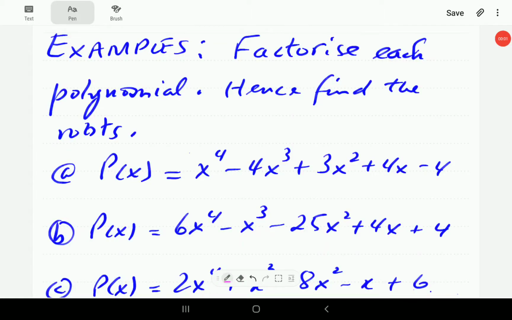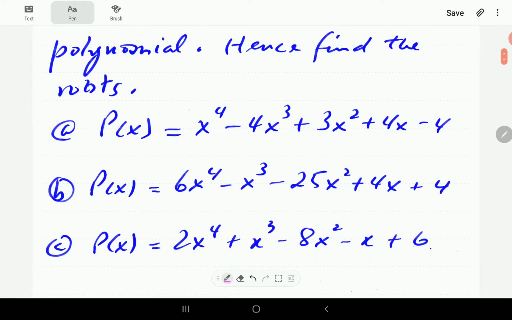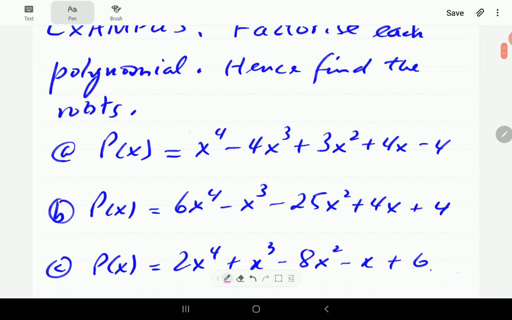In this video, we are going to look at how to factorize polynomials. In particular, we're going to look at how to factorize polynomials of degree 4. So the highest power of x is 4.